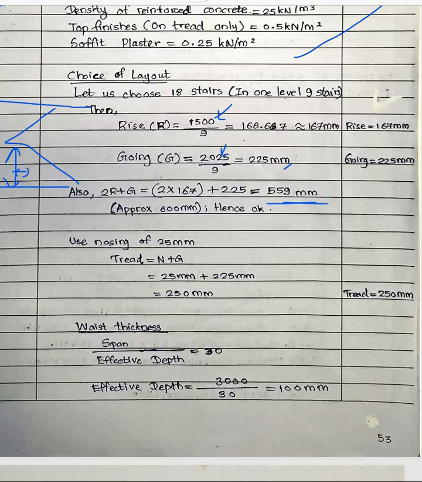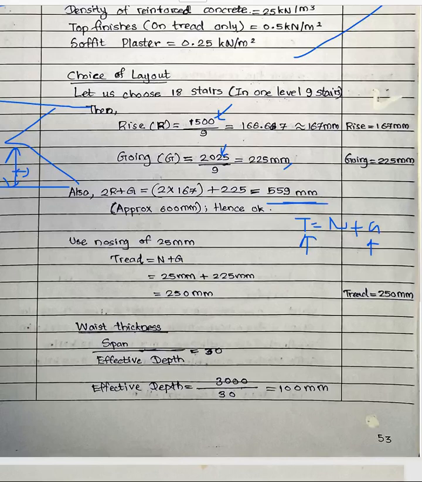And also, if you want to find the nosing of that staircase, in the previous video I told you that T, the tread, is equal to nosing plus going. We know the going length is 225 millimeter. We know the tread length.